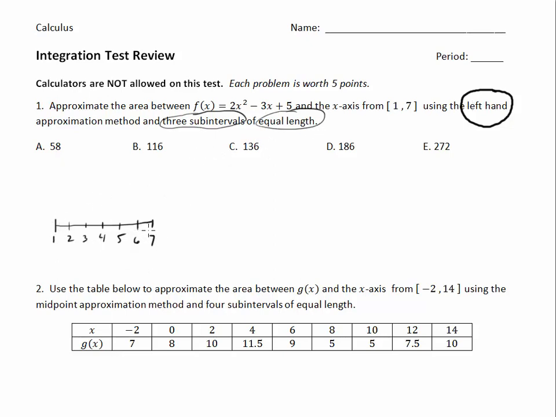So let's see, 1 to 7, that's 6 units. There are 3 subintervals. They are 2 units. Whoops, that is not 2. That is a 2, but that's not 2 units wide, like so. All right, and they are of equal length. So there are my subintervals. So these are the bottoms of my 3 rectangles.